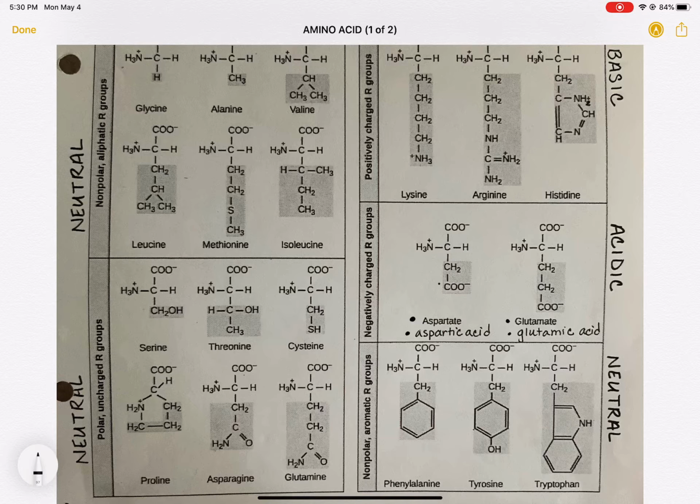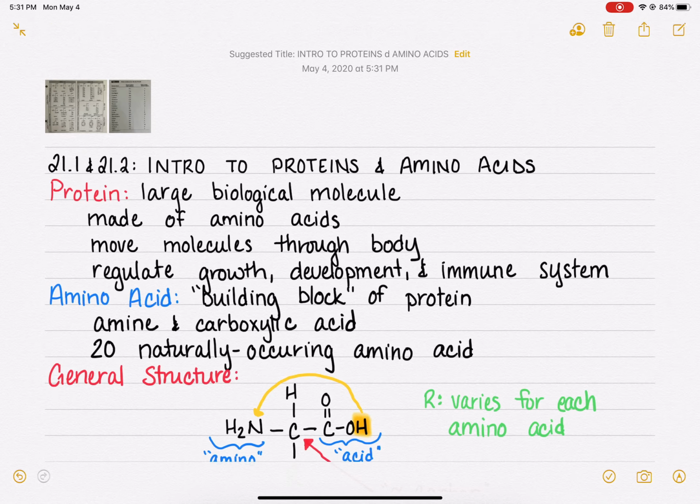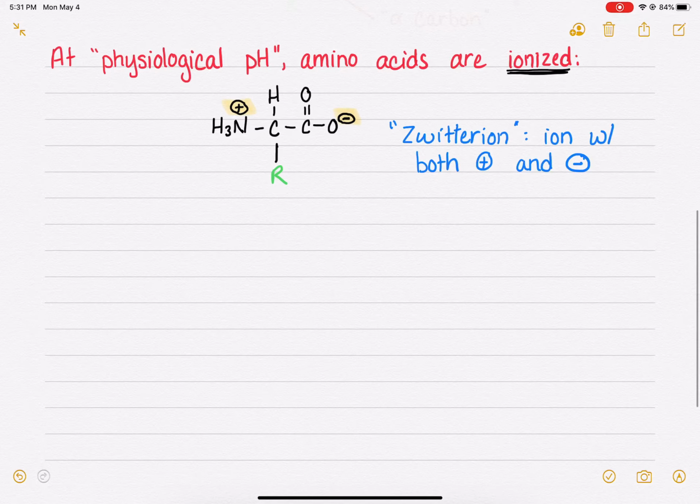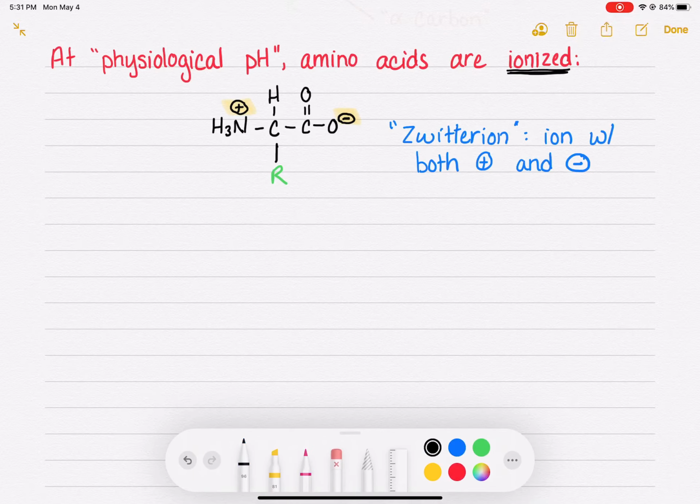Another thing about this table that you're probably paying attention to is that I have written on the table things like neutral and acidic and basic, phrases like this. And so what I want to talk about next is what those different things mean. These are ways that we have of categorizing the amino acids. So what we're going to make here is a tree diagram of how you could categorize the amino acids.